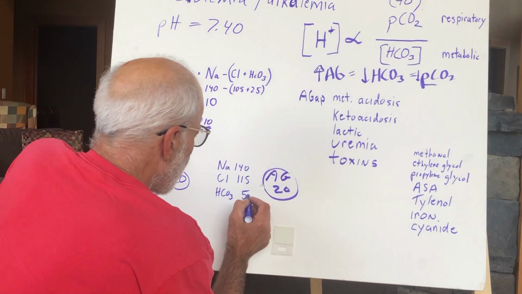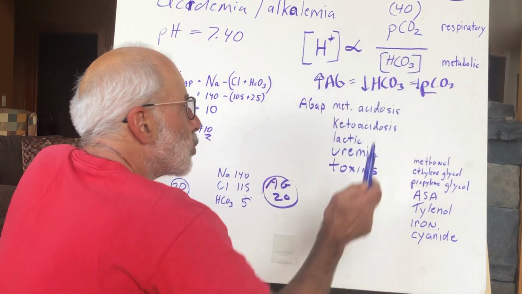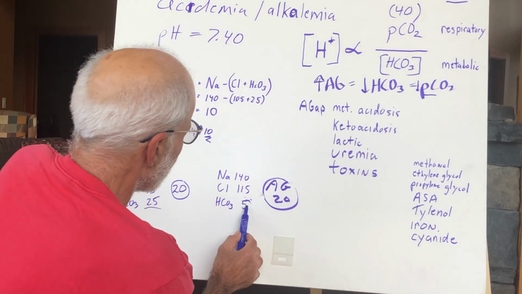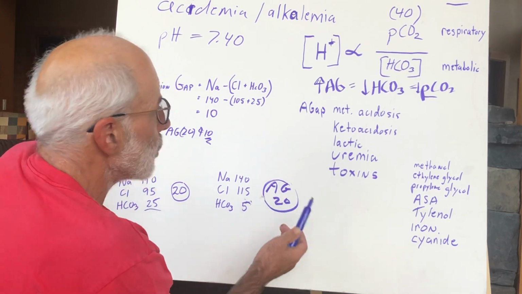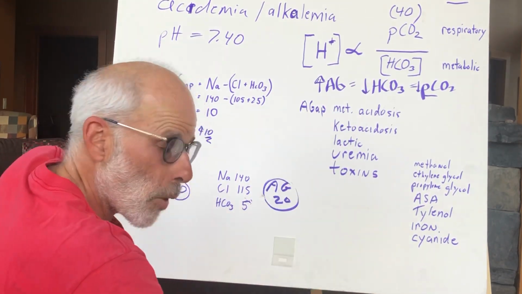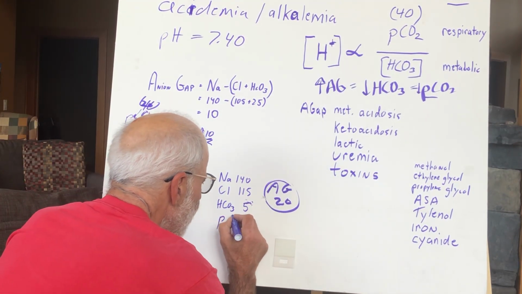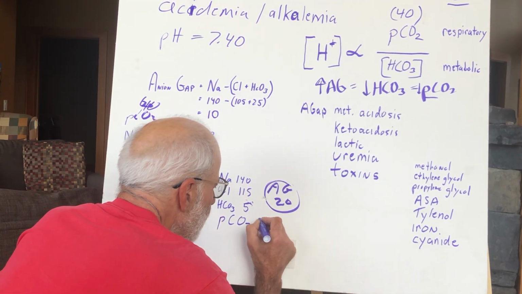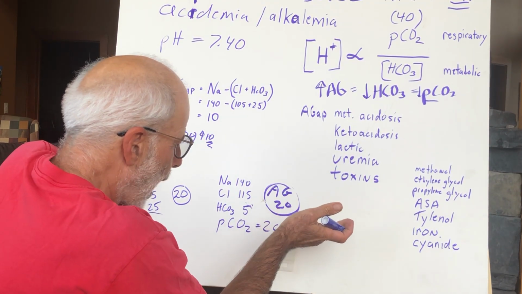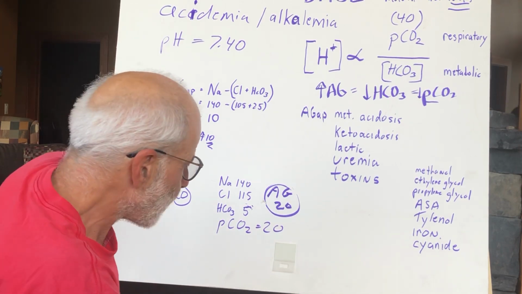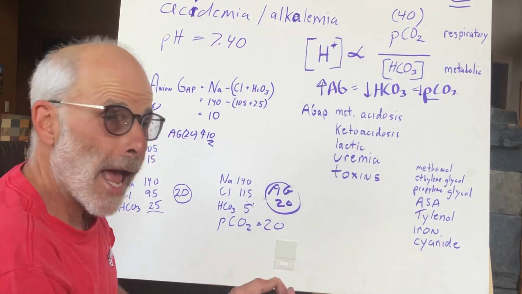So then, based on your final bicarb, the PCO2 will change. In this case, with the bicarb having gone down from 25 to 5, a drop of 20, the PCO2 should be down 20 in this patient to try to compensate. So normal PCO2 for this patient with a bicarb of 5 should be 20. And if the PCO2 is higher than that, then they also have a respiratory acidosis. And if it's lower than that, then they also have a respiratory alkalosis.